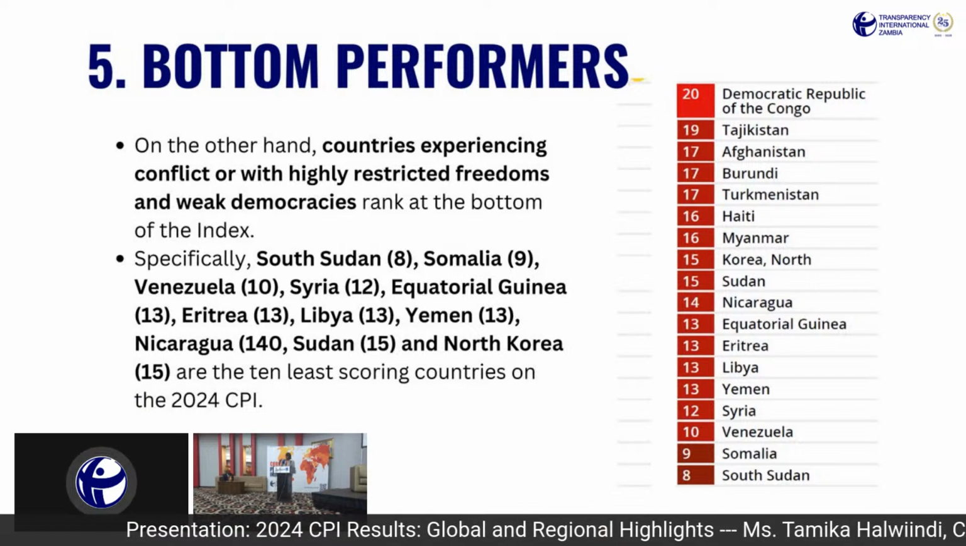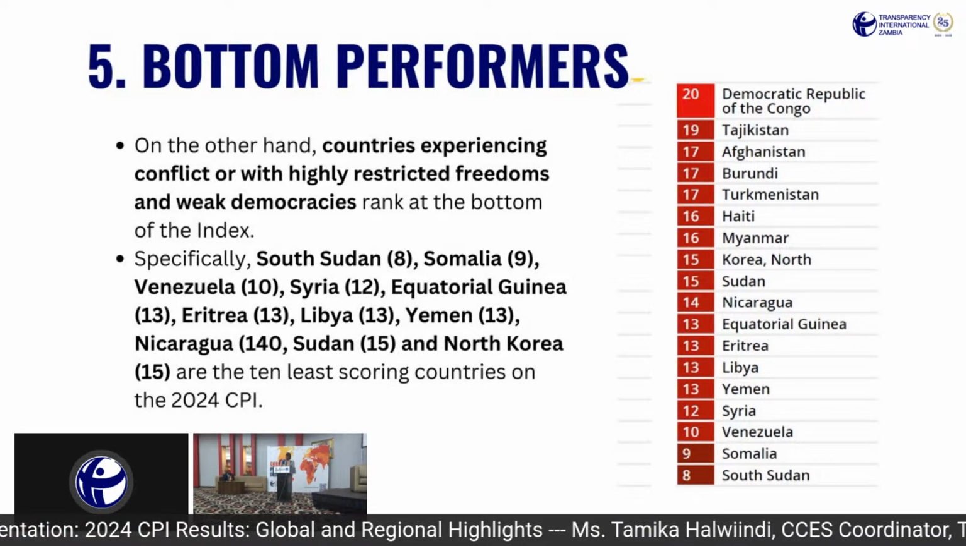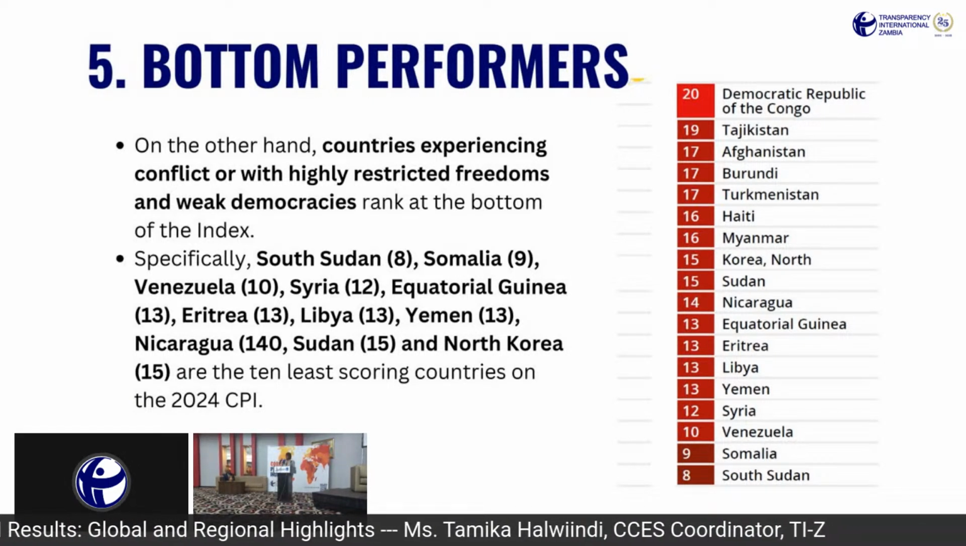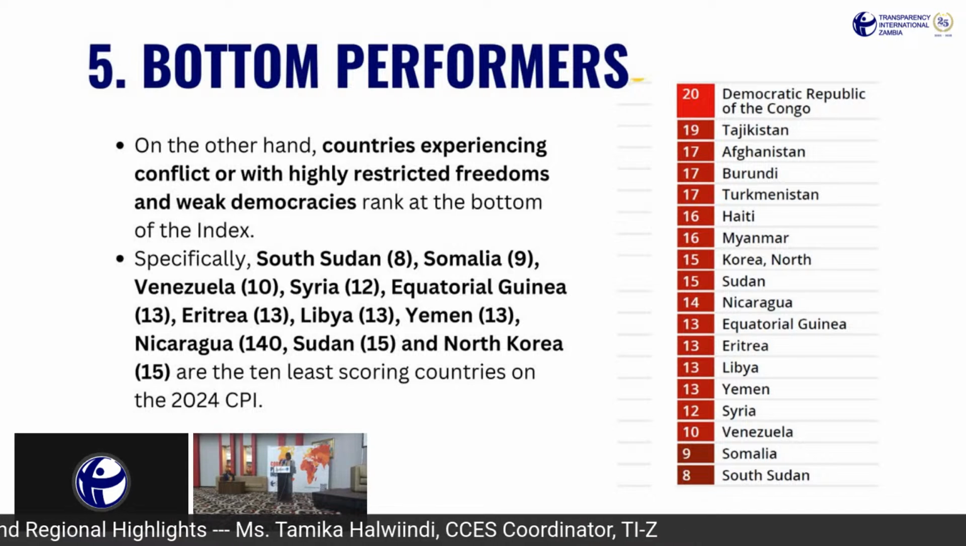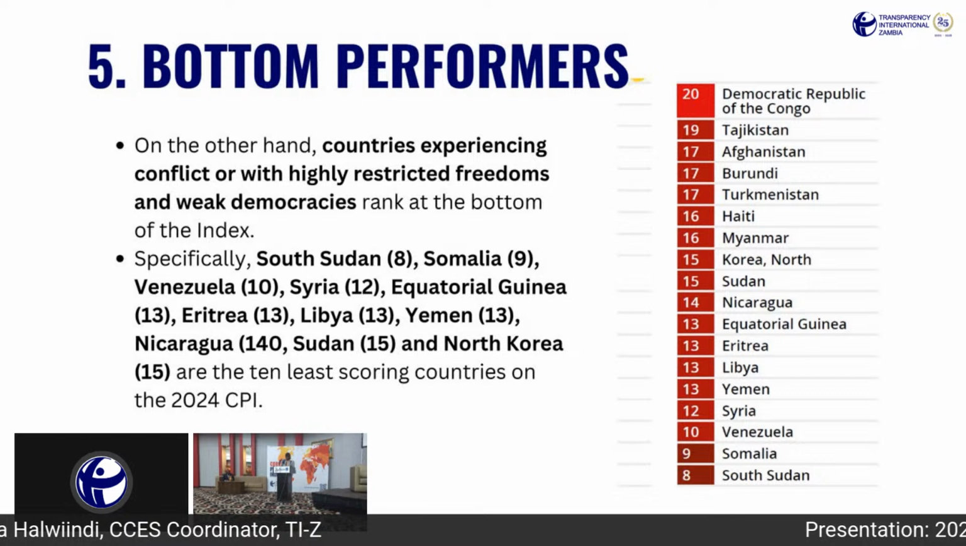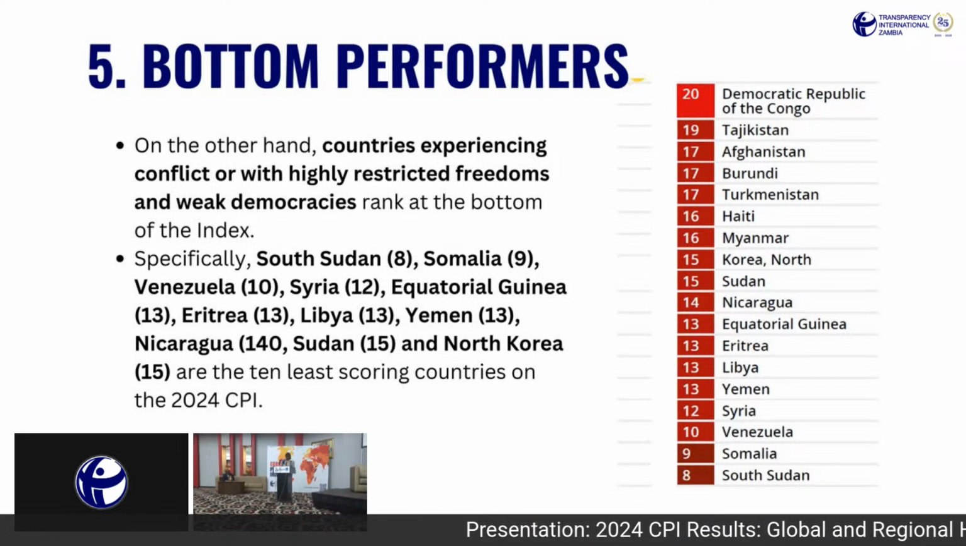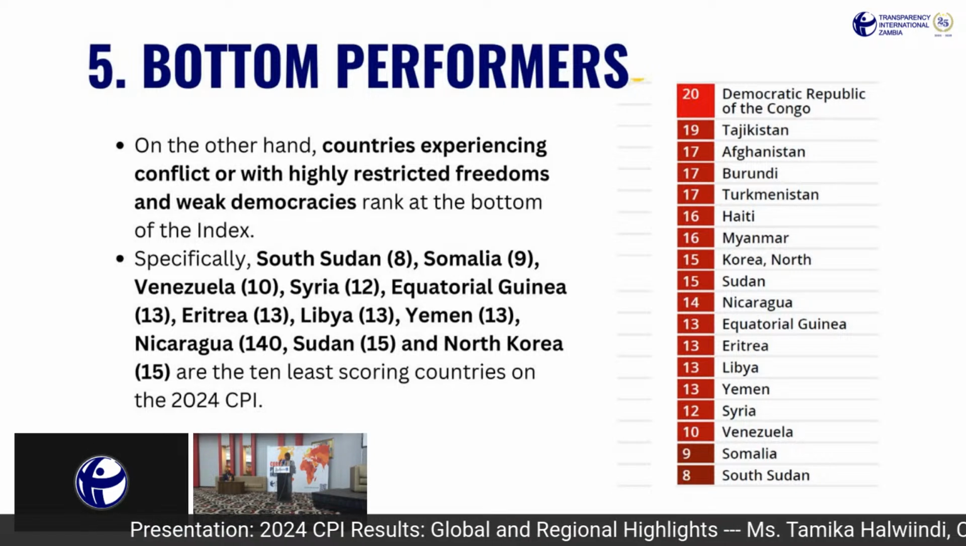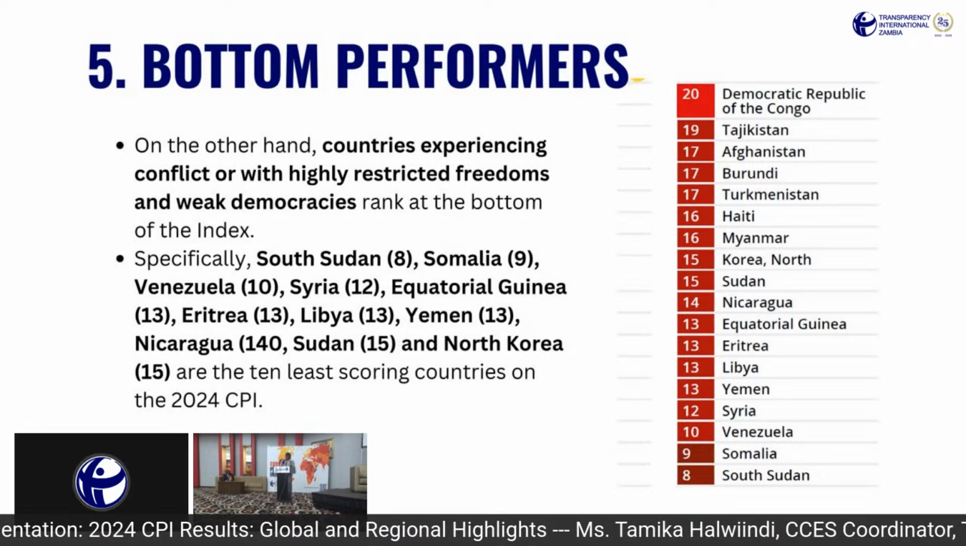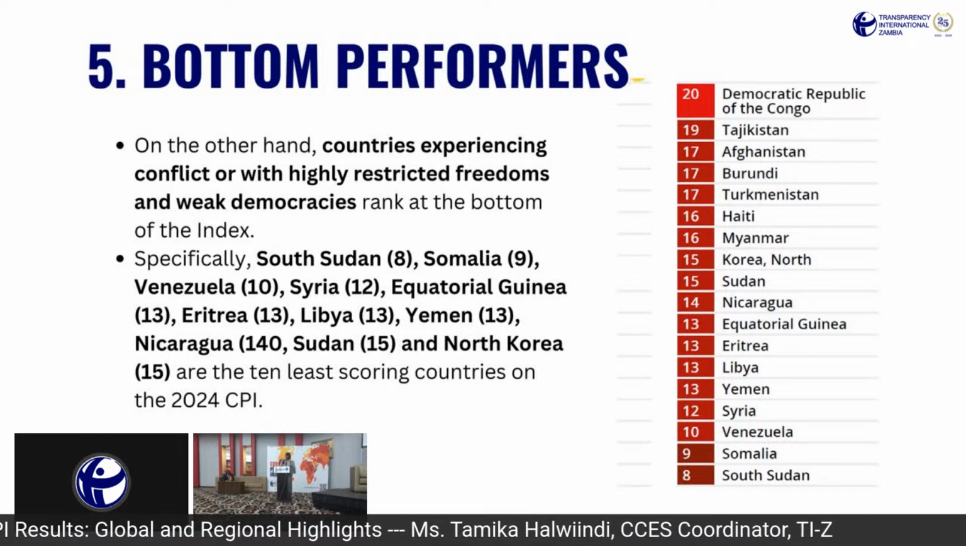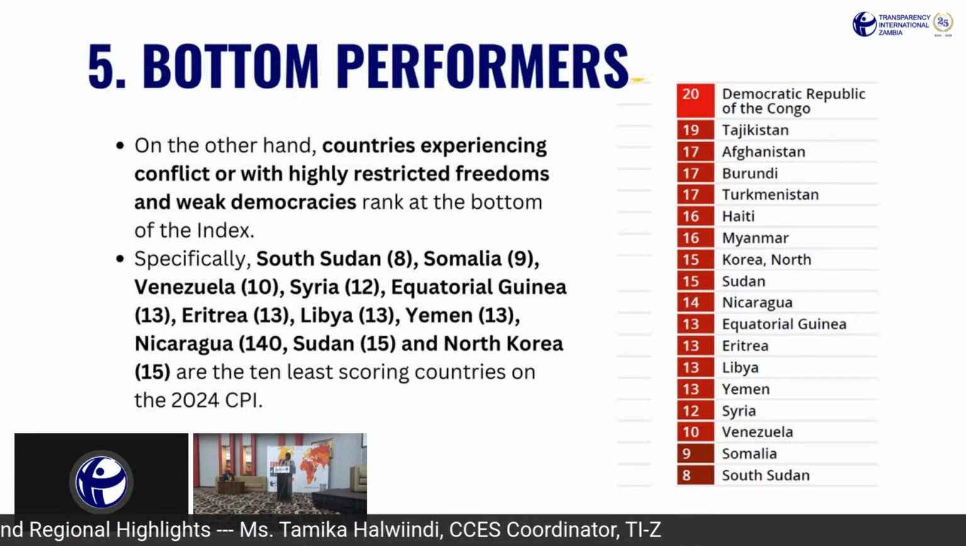So right at the bottom, we have South Sudan with 8, and we know some of the issues that the country or that territory is grappling with. We have Somalia with 9, Venezuela with 10. And just looking at some of those countries, for instance, Equatorial Guinea, Sudan, Democratic Republic of Congo, as the bottom performance, you see that there must be some relationship in terms of public sector corruption, as well as instability or security issues.